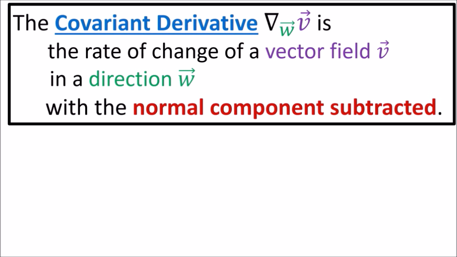So let's say we have some curve that's defined using a curve parameter lambda, where as lambda increases, we travel forward along the curve. And we have a vector field v defined along this curve. And we want to find the rate of change of the vector field as we travel along the curve.